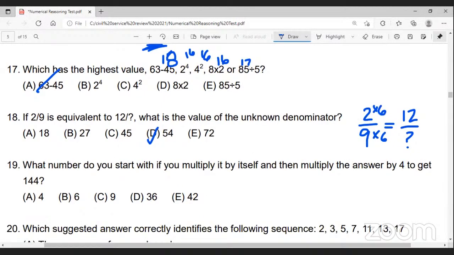19th item. What number do you start with if you multiply it by itself, then multiply the answer by 4 to get 144? Try to make use of the working backward strategy now, as I presented to you. Mark? 6. Letter B, ma'am. 144. Mark, again? 6, ma'am. 6 is your answer. Working backward, Mark? Working backward strategy? Hindi, ma'am. Times ko lang 6 sa 6.